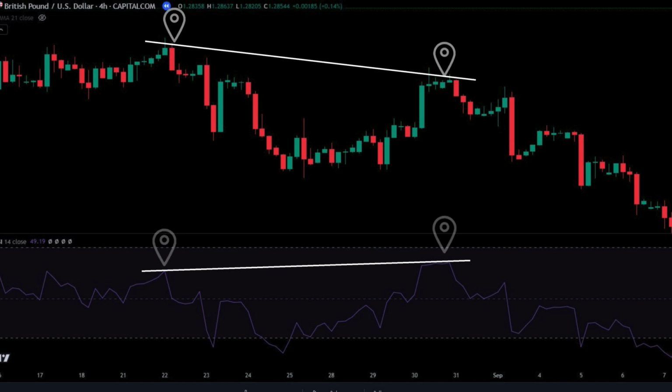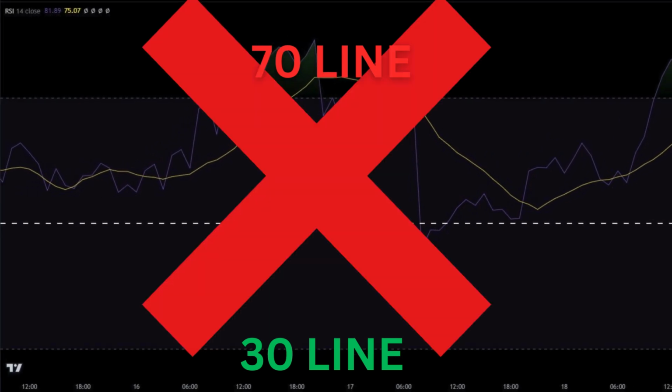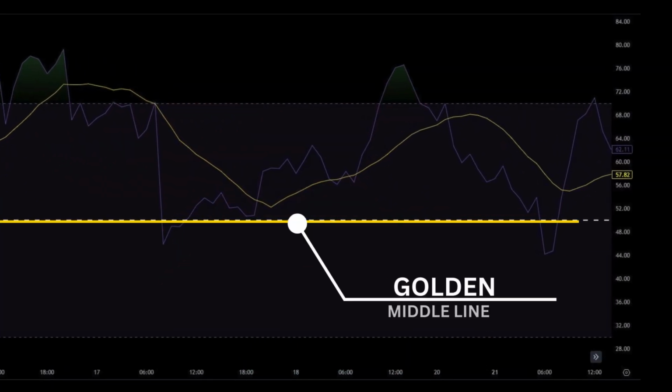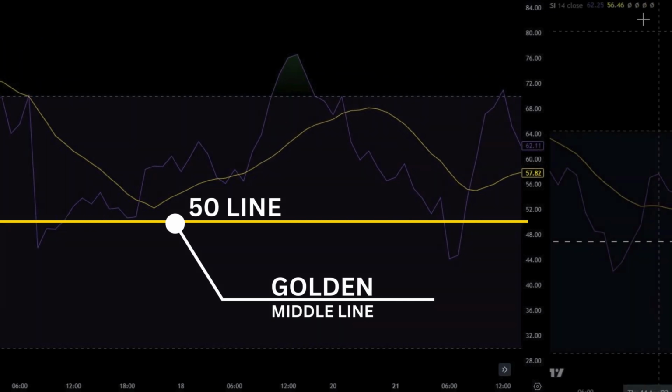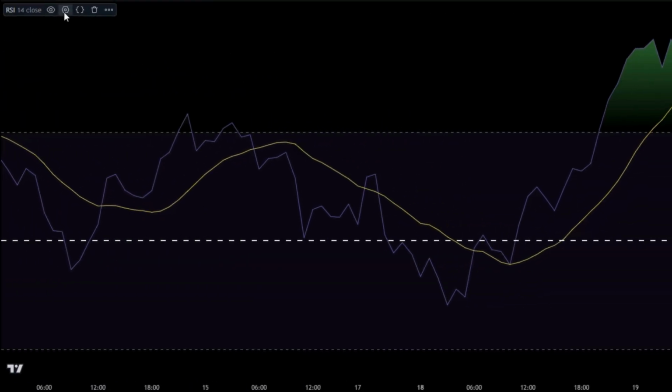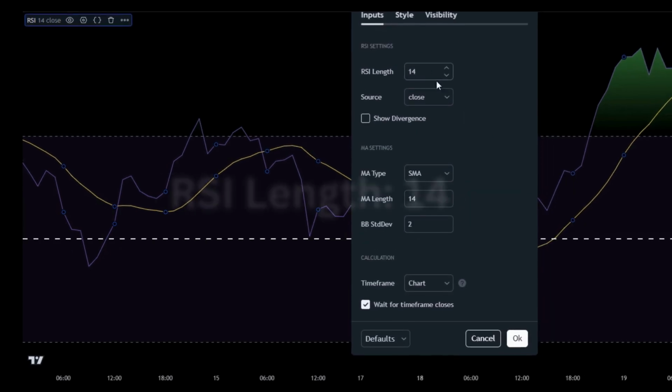But if you think identifying these divergences is a difficult job, then remember this. On RSI, the 70 and 30 levels are not significant on their own. However, this middle 50 line is the key to a profitable strategy. For this, go to RSI settings and under the input tab, make sure to apply these settings on your chart.